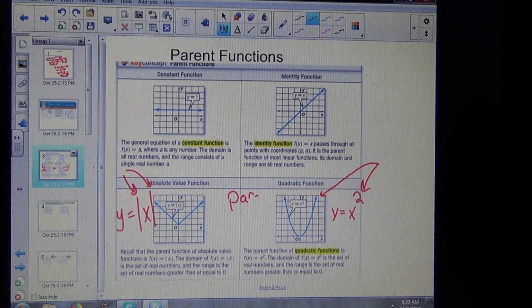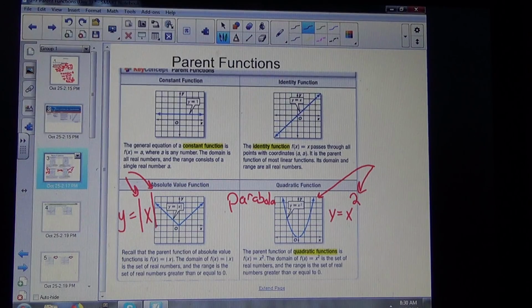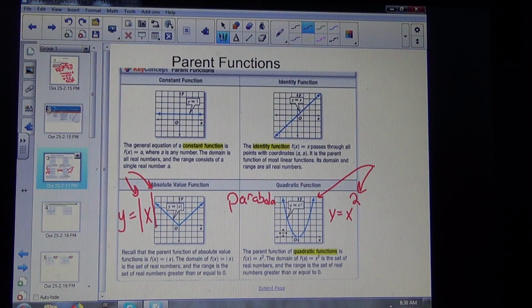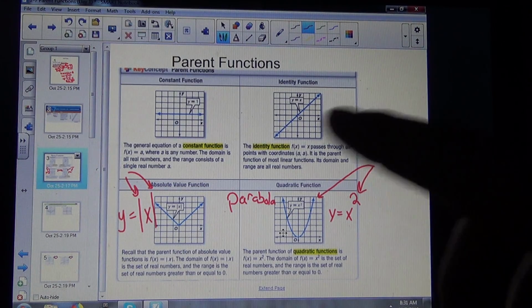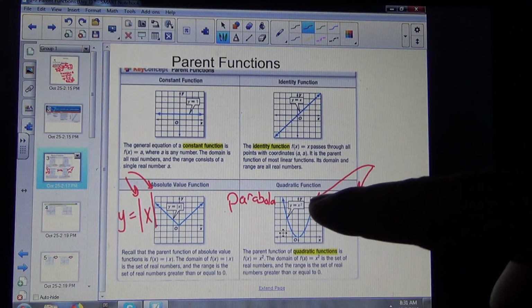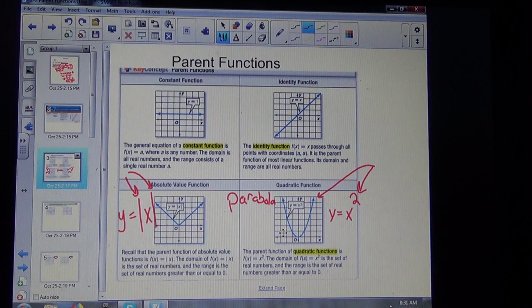P-A-R-A-B-O-L-A, parabola. So you want to write that down, you can. So whenever you see the x squareds in your equations, we know that it's going to be a parabola, or another name is the quadratic function. Okay? So now what we're going to do in this next slide is I'm going to give you a picture, and you're going to have to say which of those four is this one: identity, absolute value, or quadratic. Which of the four is the type of function that we're given.